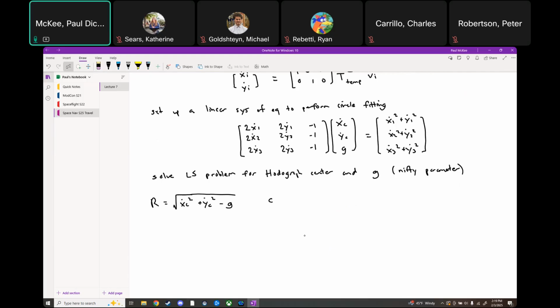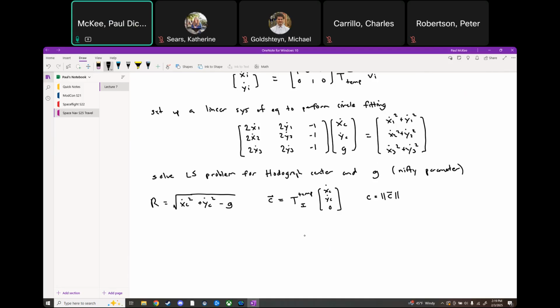We can also say that the c vector is just t going from the temp frame to the inertial frame of xc dot, yc dot, 0. So the center expressed in the plane of the orbit, taken from the temporary frame back to the inertial frame, gives us this c vector. Then the scalar c is just the norm of the vector c, and the normalized c vector, remember c points along the q direction, is the vector c divided by c.